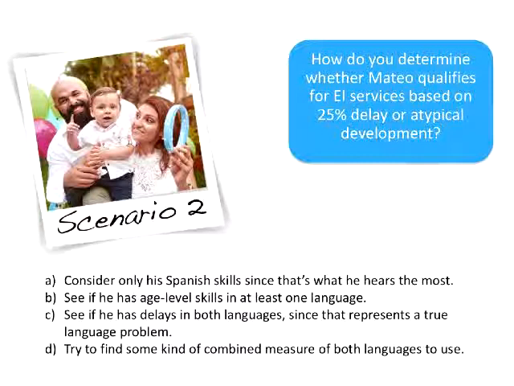So I've got 4 choices on the screen for you, and I'd like you to use, again, the multiple response option in the far right box under your name, the little box with the letter. Should you consider only this child's Spanish skills since that's what he hears the most? Should you see if he has skills that are at age level in at least 1 language? Should you see if he has delays in both languages since that is what represents a true language problem? Or should you try to find some kind of combined measure of both languages to use since we know that bilingual children are learning the 2 languages? Go ahead and respond to that if you could.